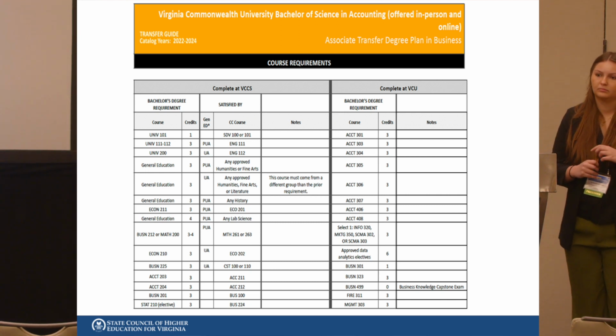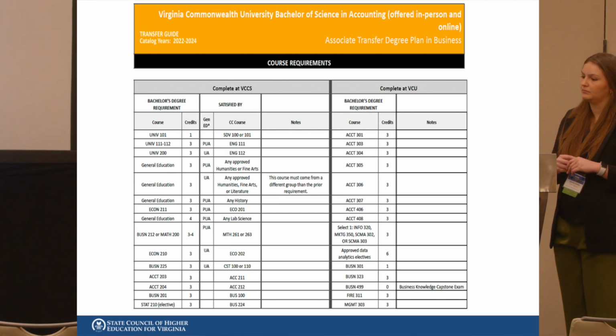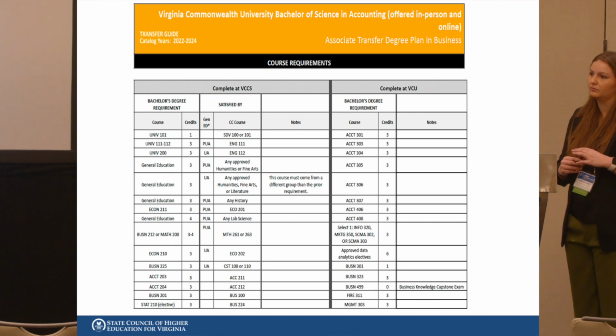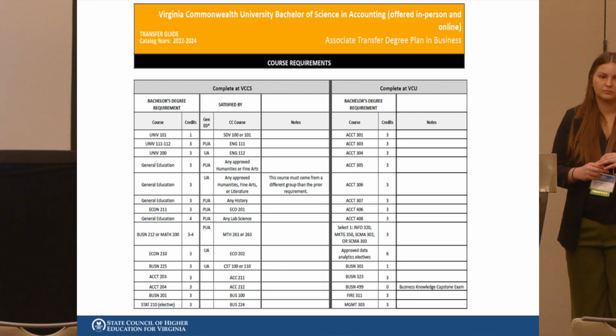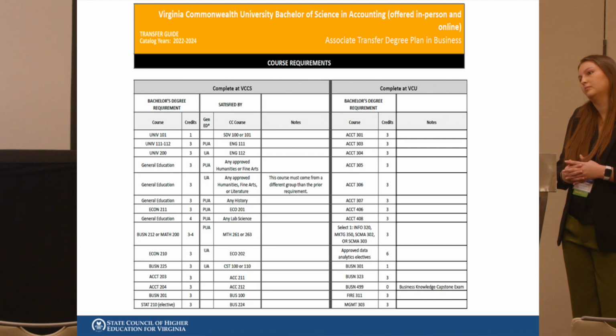So we were able to align the 4-year curriculum, in this particular case at Virginia Commonwealth, in their accounting BS, with exactly which courses the student needed to take at the 2-year institution. So again, we're not accumulating those extra credits that are just transferring and not applying. So we were able to get that direct alignment.